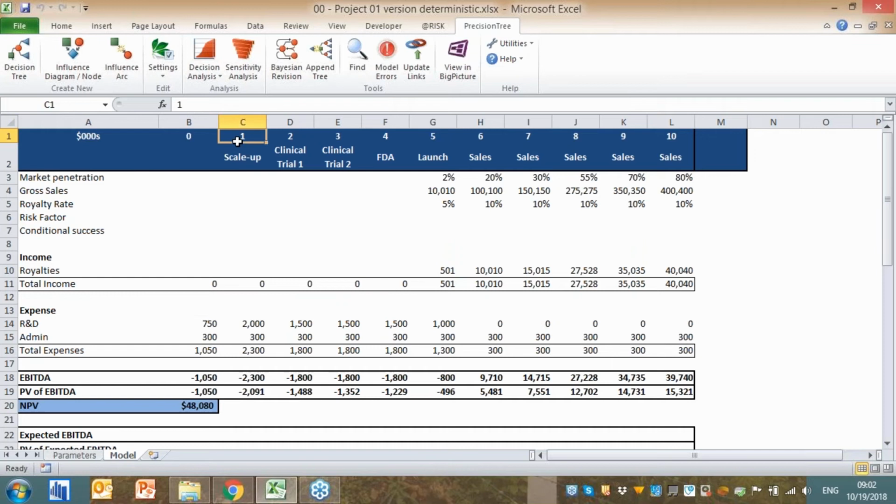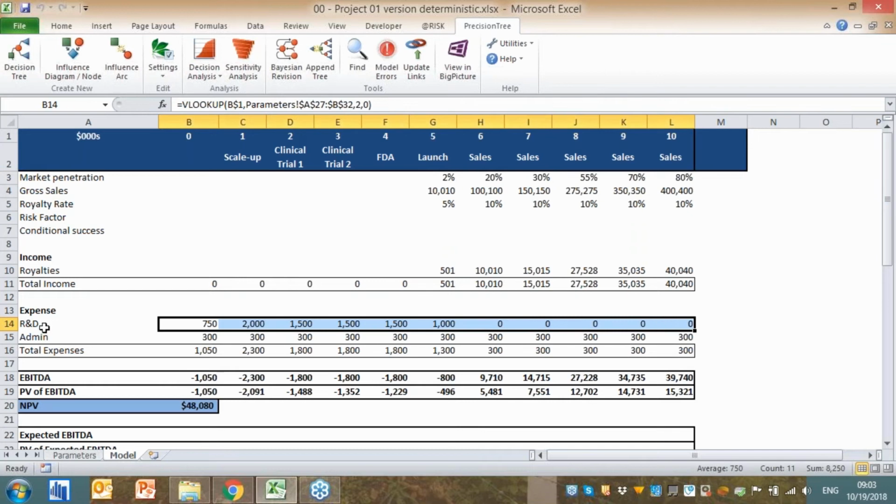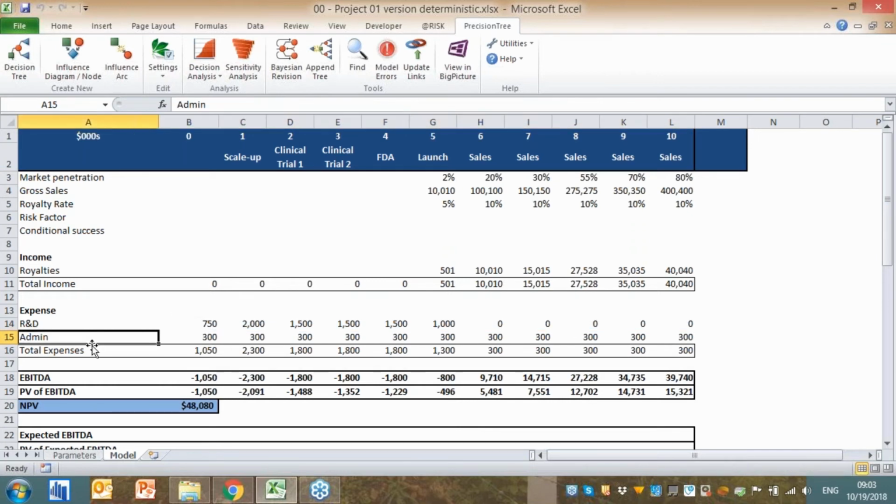This is a 10-year project, as you can see over here, in which the first 5 years are going to be successive steps in which we either scale up the project, then go through clinical trials 1, clinical trials 2, FDA approval, and finally in year 5, we launch our project. The 5 years from year 6 to 10 are going to simply be our sales. So as you can see, our cash flow stands with sales starting in year 5, because for the first 5 years, the company is essentially only investing in R&D and in administrative expenses.